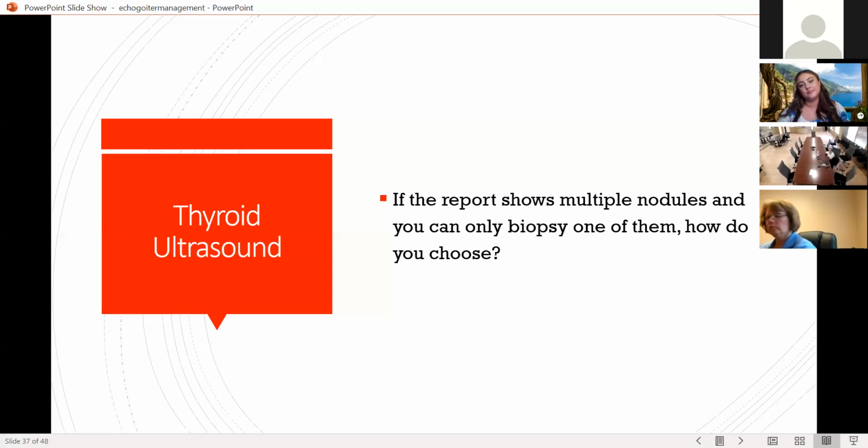Okay, so what if the report or your ultrasound images that you're looking at show multiple nodules and you can only biopsy one of them? How do you choose which one? Next slide.